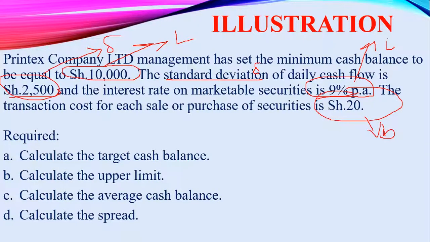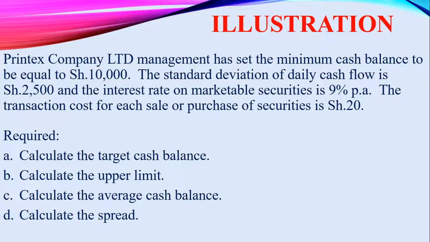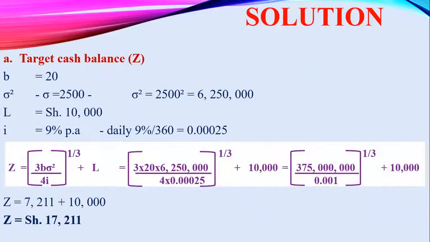So after identifying these items, let's look at the solution. Let's start with part A. How do you get the target cash balance? We already have the fixed cost as 20. Then in this question, we have been given the standard deviation, which is 2,500. Meaning, for us to get the variance, we need to square the standard deviation. Square 2,500 to get 6,250,000. So our variance is 6,250,000. The lower limit, we have already gotten as 10,000.